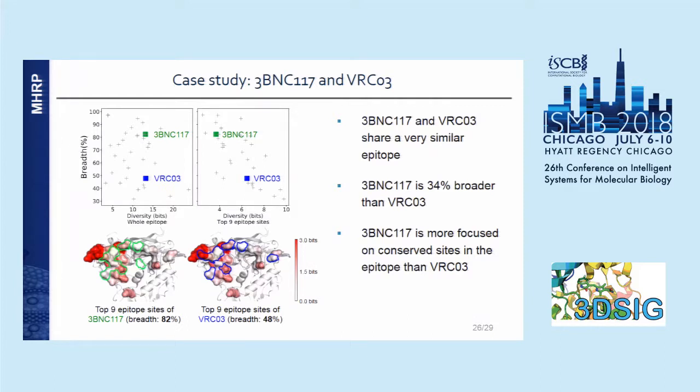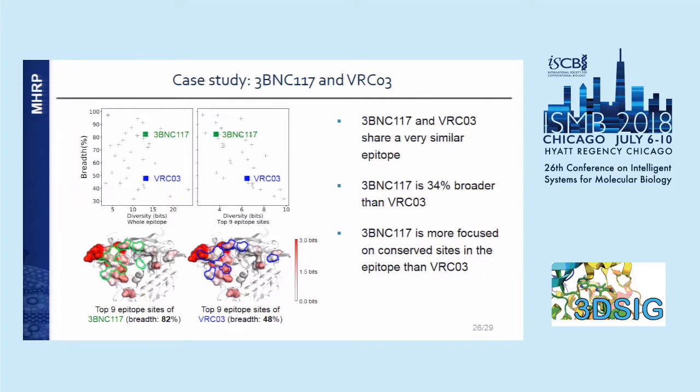We have a case study about 3BNC17 and VRC03. These two antibodies share a very similar epitope. Both of them are CD4 binding site epitopes. Because they share a similar epitope site, the diversity based on the whole epitope site of the two is just similar, no big difference. However, 3BNC17 is 34% broader than VRC03.